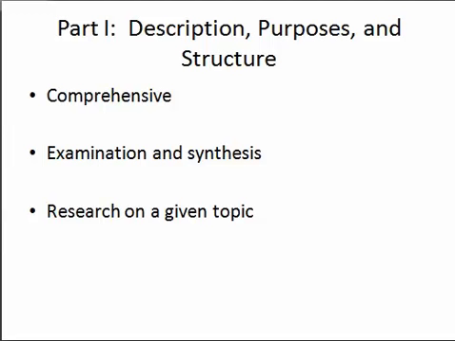So the first thing we're going to talk about is the description, purposes, and structure of a literature review. A literature review is a comprehensive examination and synthesis of research on a given topic. What you want to do is look very completely and comprehensively at the literature that has been done on a given topic to determine strengths, themes, findings, applications, and implications for future research.